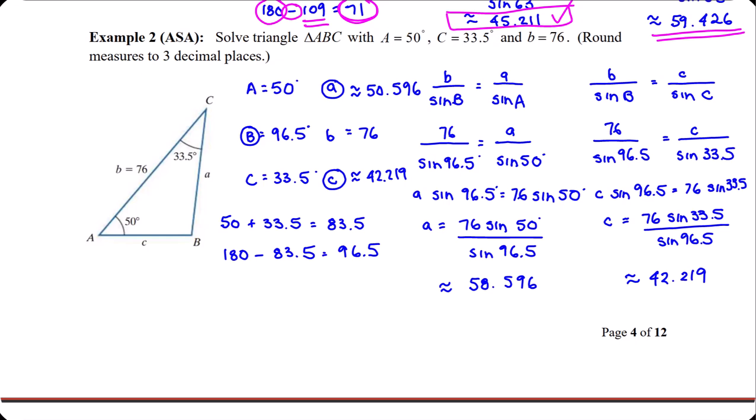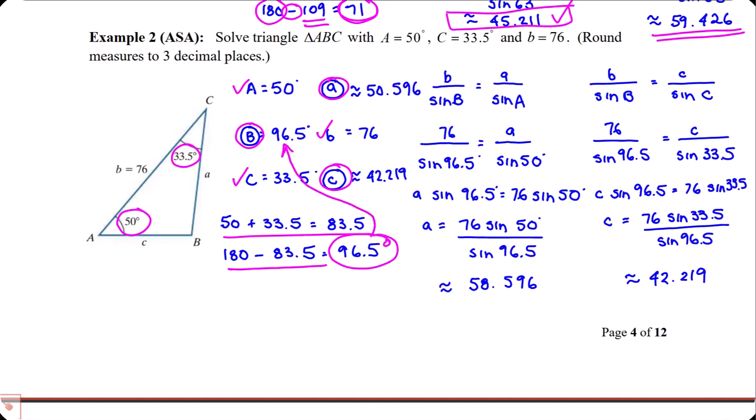So in example 2, you can see that they gave us 2 angles and a side. I need to find the third angle and the other 2 remaining sides. So this time I'm going to remember to do this first. I have these 2 angles, add them together, and then subtract from 180 to get the third angle. And so that's who angle B is.